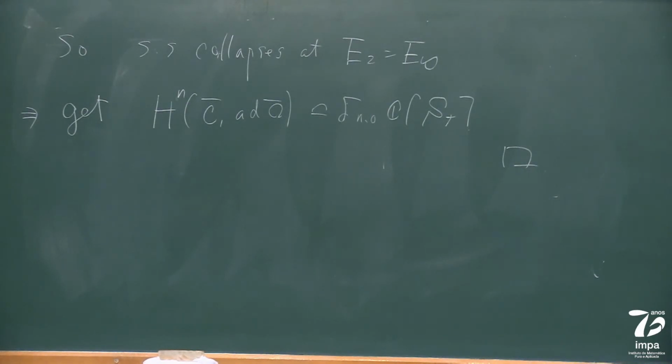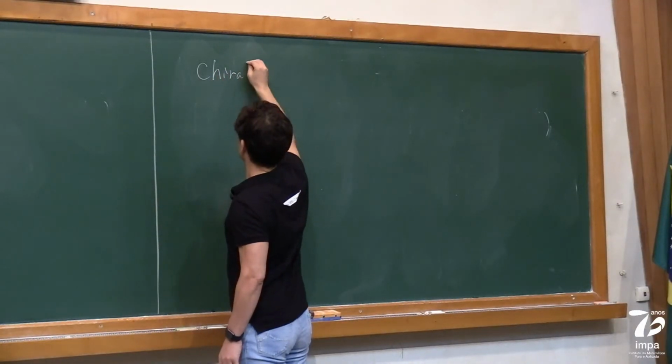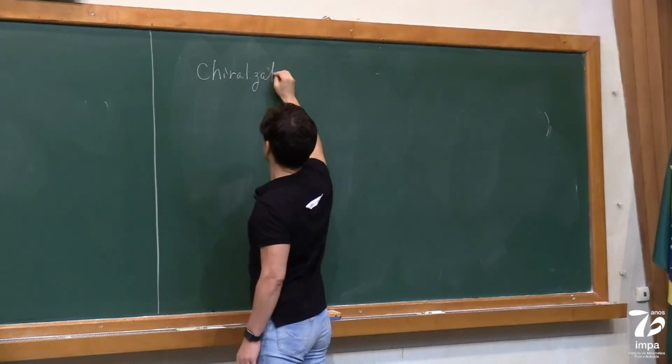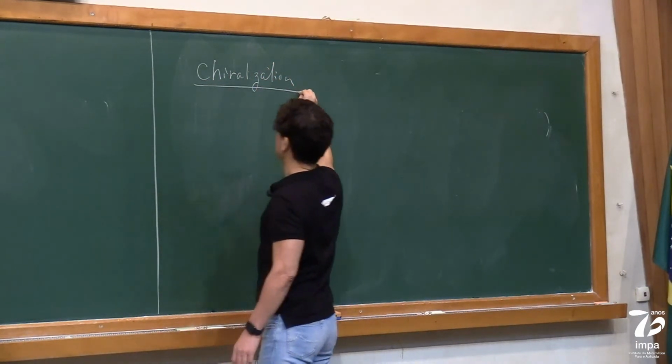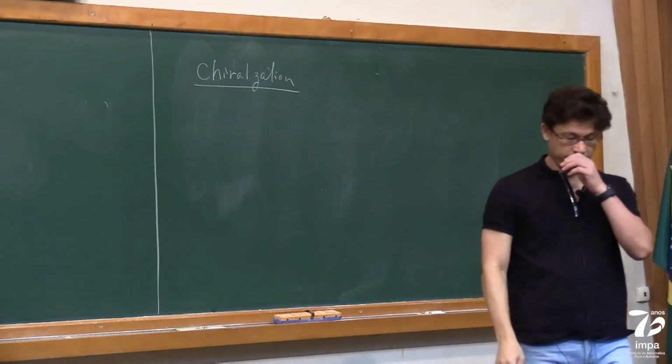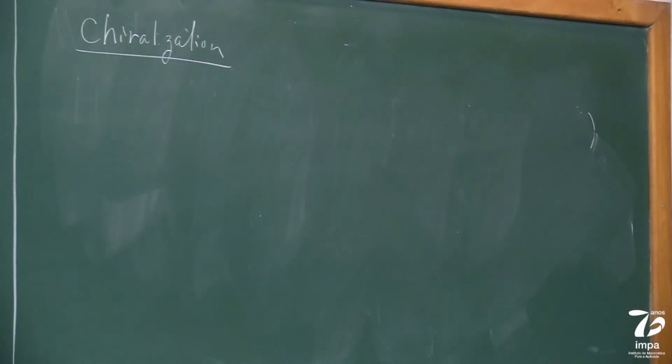This is a very algebraic description of Hamiltonian reduction. So we can use this construction to do a similar thing for the vertex algebra. So now I want to talk about the chiralization of this construction.